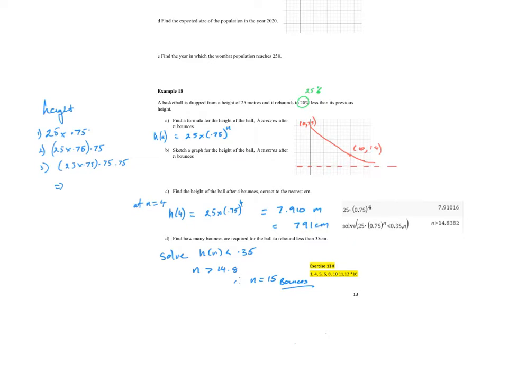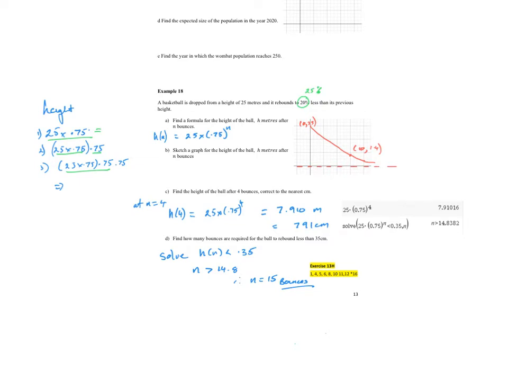Our ball gets dropped from a height of 25 meters and it rebounds only 75% of the way. So after the first bounce, it's going to rebound 25 times 0.75, 3/4 of the way. So then it's going to fall down again. And from that height, it's only going to again rebound 3/4 of the way, or times another 0.75. And then after that bounce, it's going to rebound only another 3/4 of the way, or 0.75.